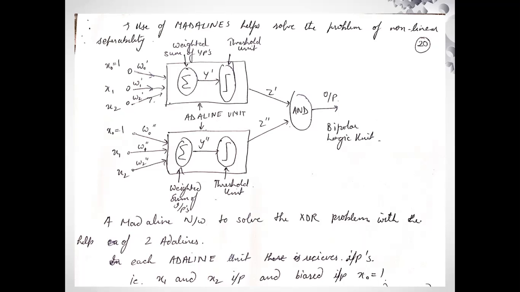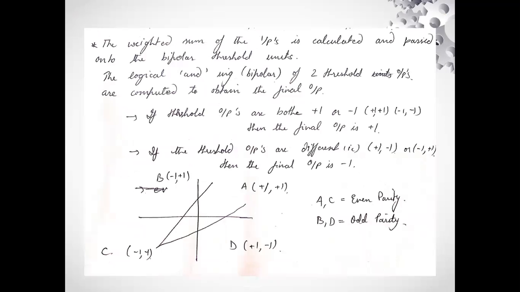Now, I told you that in Adeline the output is always bipolar. So the output will be in bipolar logic unit. How are we going to work it? X naught, we have stated earlier, is 1. Now see how the output will be calculated. If the net weighted input is greater than 0, then the output will be +1. Else the output will be -1.